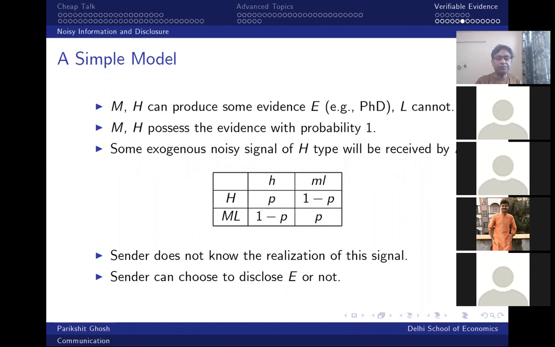Now, this is how the game goes. First, the type is realized, right? The actor learns whether he himself is a high, medium, or low type. Then this piece of evidence E comes through. The medium and the high types get this degree. And then they go to their dinner party and choose whether to reveal E or not, whether to brag or whether to be modest. And then this exogenous signal comes through. It appears, right? The Oscars are announced.